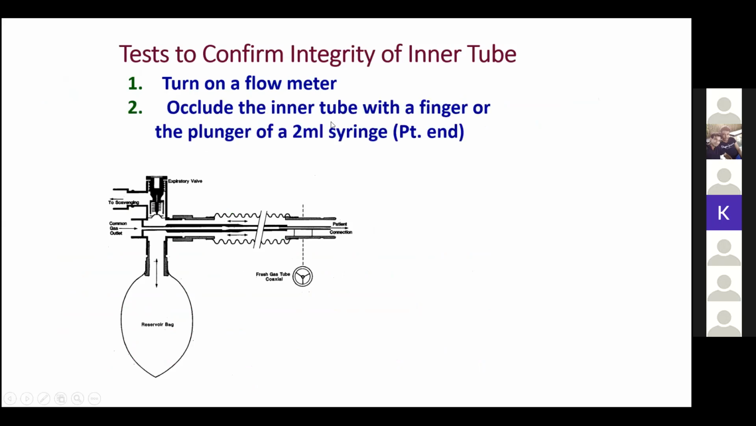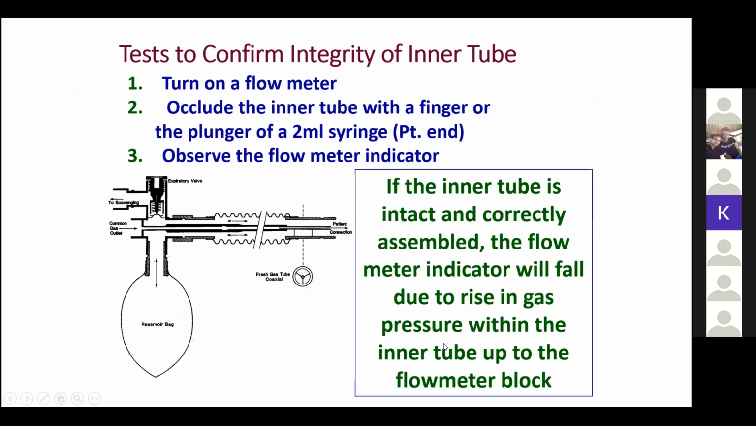Okay, how do you confirm this and how do you do this test? Turn on the flow meter, occlude the inner tube with a finger or the plunger of a 2 ml syringe. Here, occlude this tube. Observe the flow meter indicator. Remember, your flow meter is on. If the inner tube is intact and correctly assembled, the flow meter indicator will fall due to rise in gas pressure within the inner tube up to the flow meter block, because you are supplying gases and you have blocked this. So there will be a back pressure in the flow meter. So this is the test which will test everything: integrity of the inner tube and whether the inner tube is there or not, because if it is not there, you cannot connect your plunger or your hand to that.